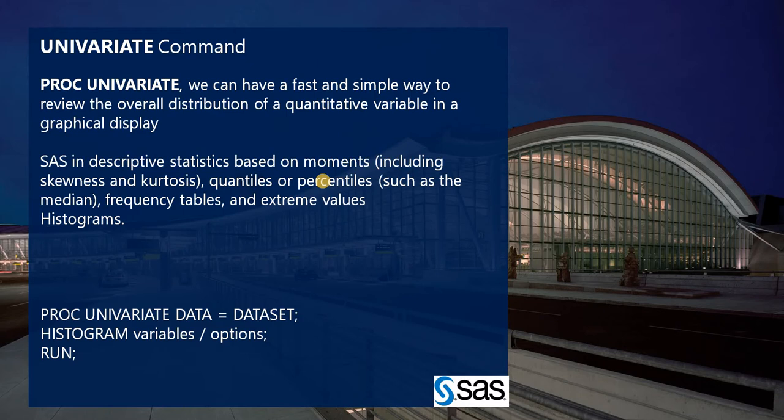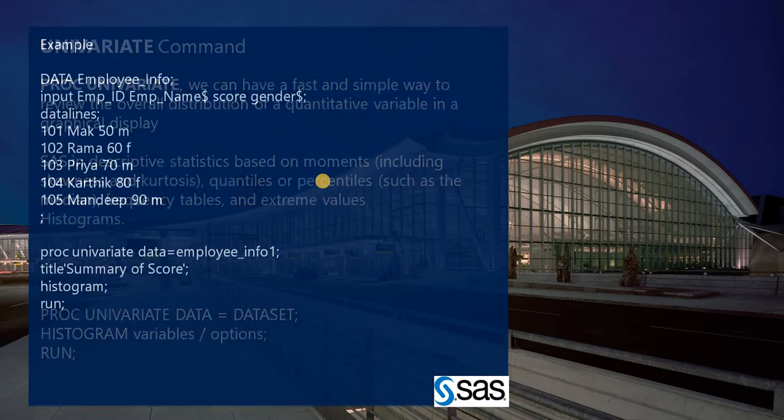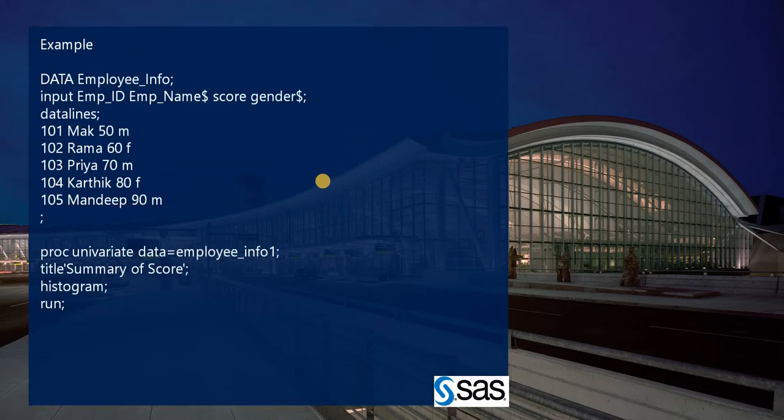The command is PROC UNIVARIATE, DATA equals the data set, then HISTOGRAM and the variables, slash, options, and then RUN. So we have an example. Let's go to SAS Studio.